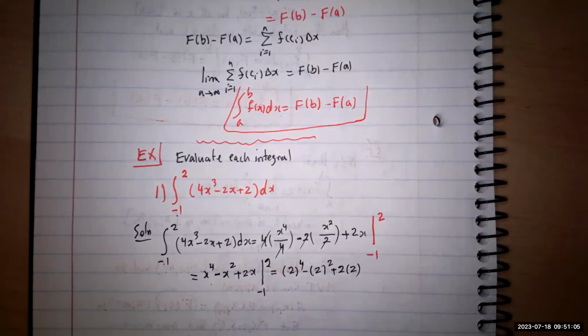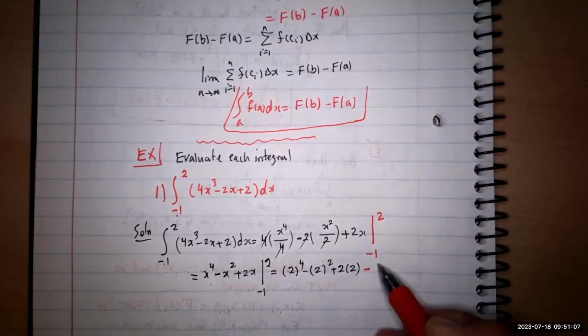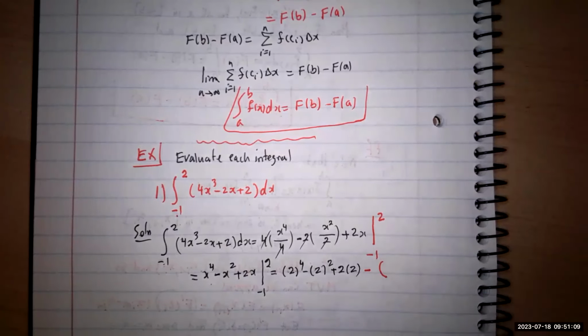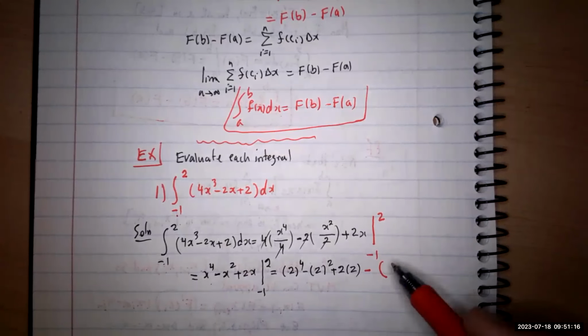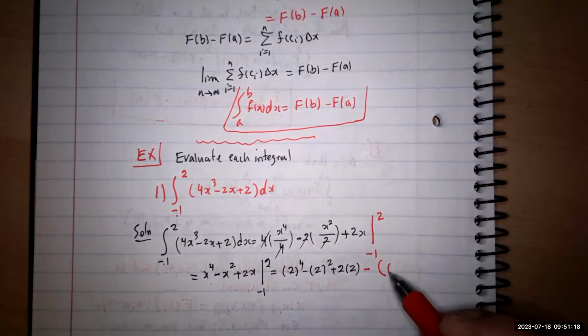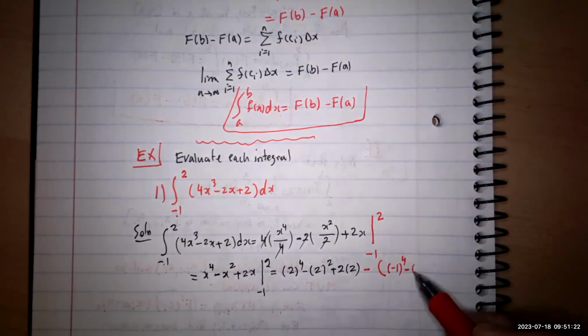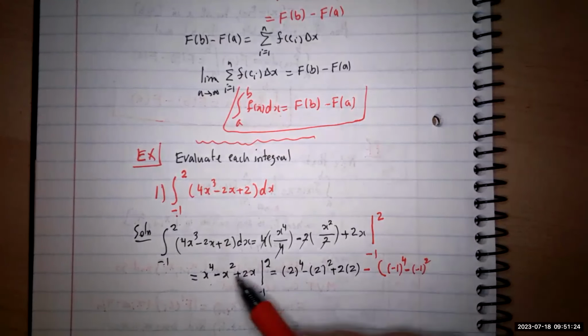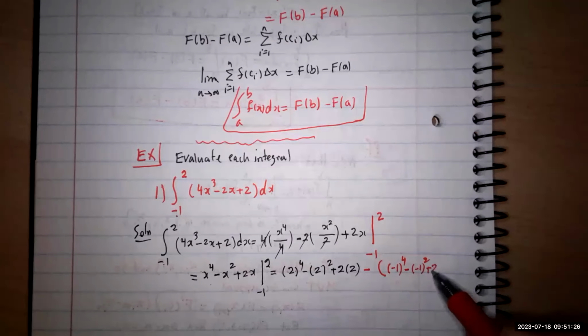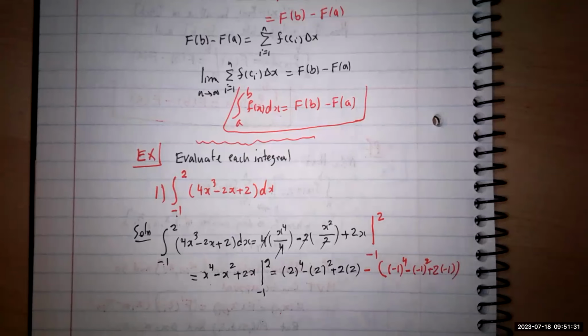Then for the rest, you see minus. Open up the parentheses all the time because there is a negative sign here. Now replace the x by -1. So that gives -1 to 4th minus -1 squared plus 2 times -1. Carefully substitute. Any question? Do the algebra.